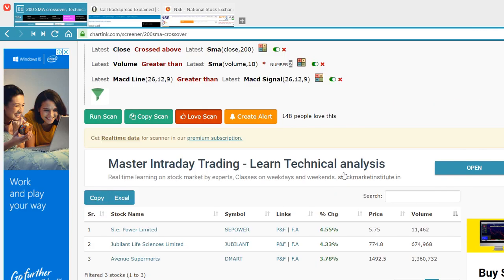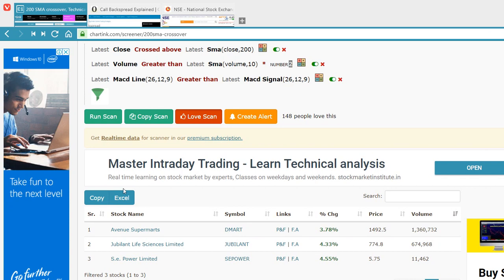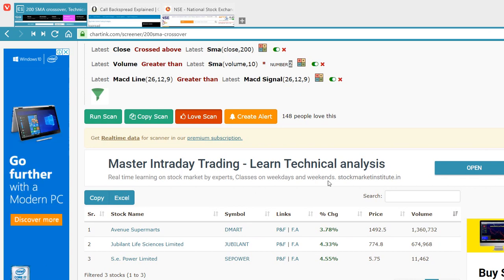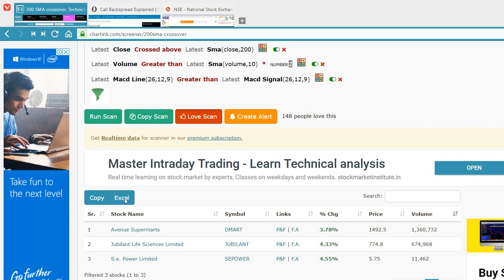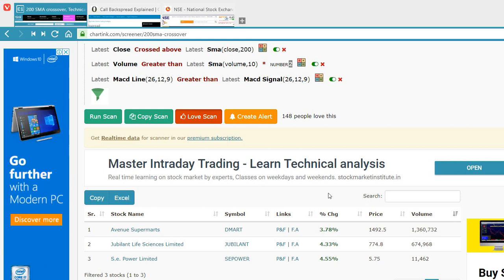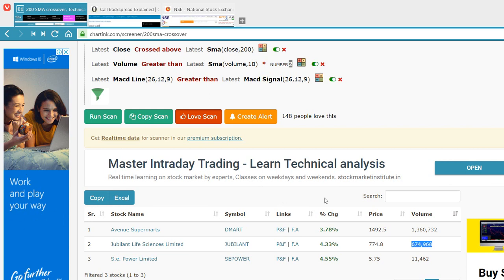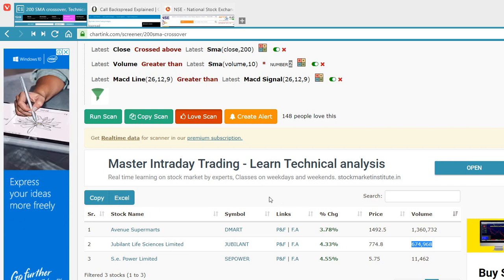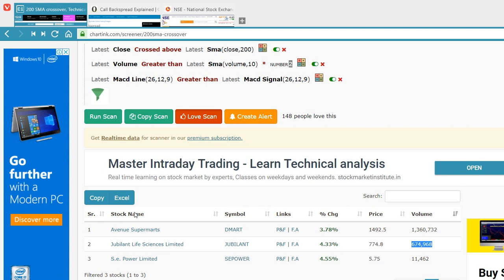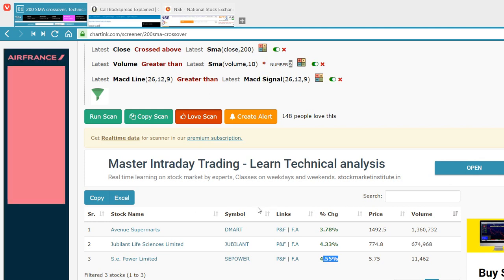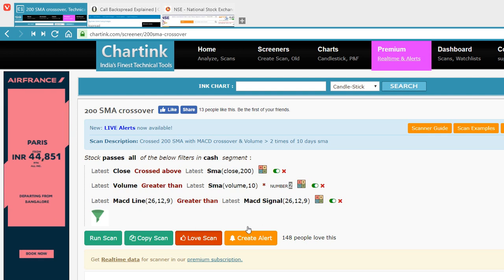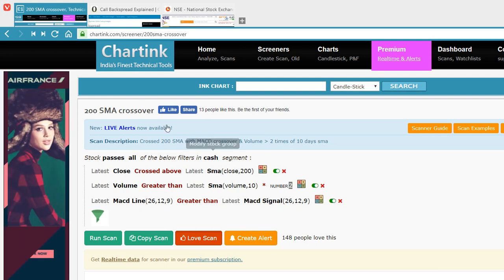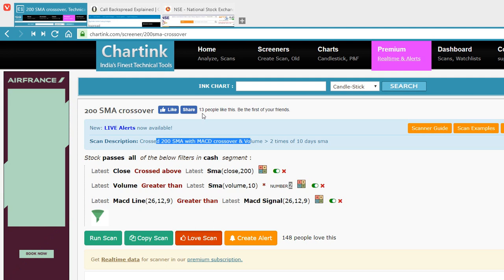As you can see here, I received a lot of buy calls on Avenue Supermarkets, DMart, and that is the reason the volume has increased and the price has also increased. Jubilant Life Sciences Limited, the volume has increased. I'm not sure, I'll have to see another tool for this, but the price has also increased 4%. SC Power Limited, again the price has increased 4.5%.